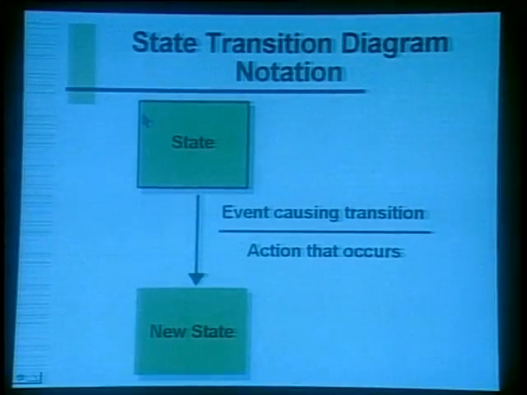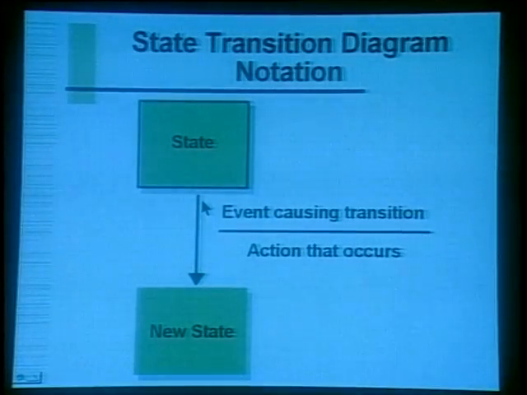Now, to make a correct state transition diagram, we have to be familiar with the notations which are used in making these diagrams. Again, unfortunately, there is no standard notations available to us. Different people use different notations to represent the state and the transition, the actions. But the notation we are going to use are shown here. We will use a rectangle for a state, and the name of the state will be written inside the rectangle.